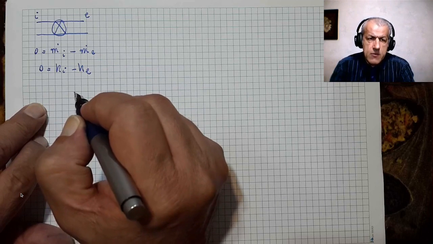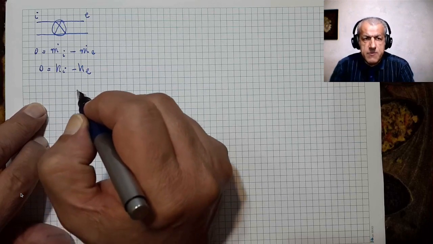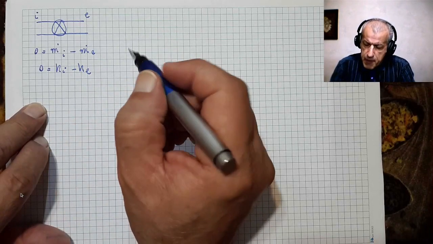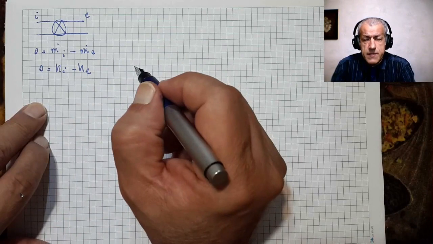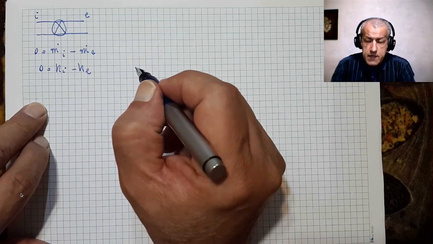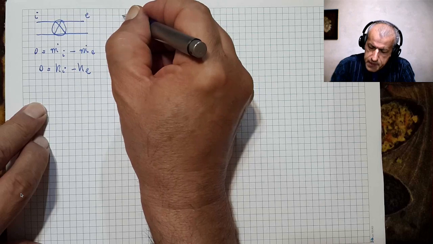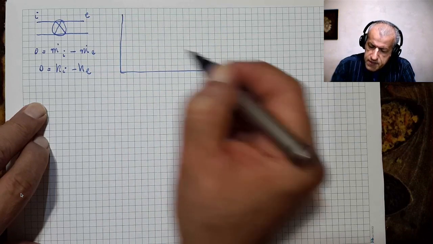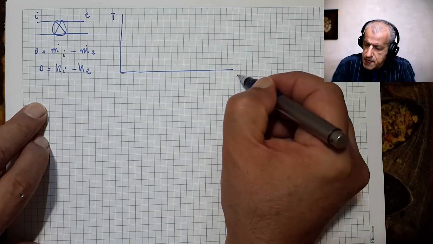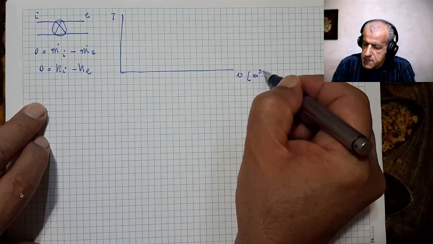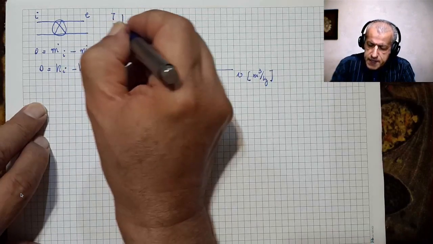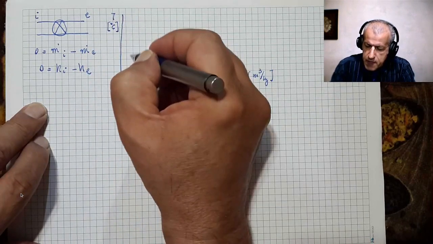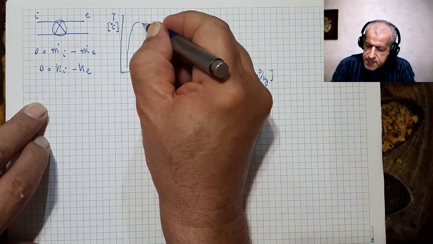Now, let's see how this applies to a very, very simple problem, which is quite practical. The problem I defined on the T-v diagram. I draw a T-v diagram. This is T, this is v, cubic meters per kilogram, and T in degrees C, and I draw the saturation line.